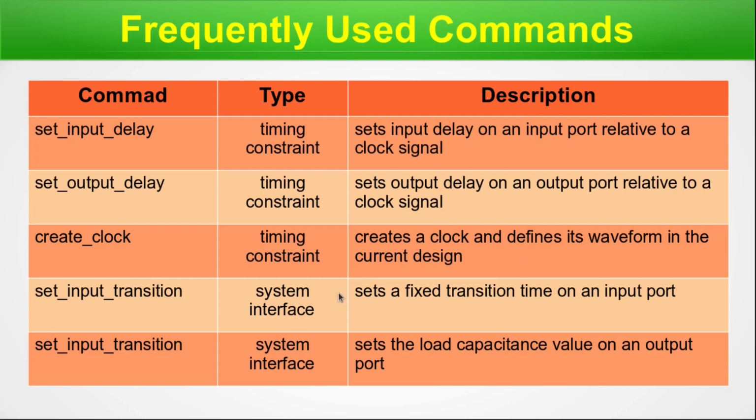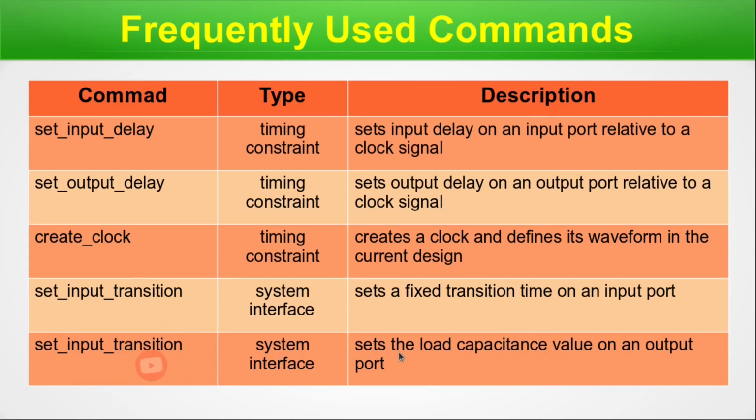Set input transition. This is a system interface. It sets a fixed transition time on an input port. So this is basically a transition time, meaning the slant, that is the rising or the falling. Set input transition, I think, sets the load capacitance value on the output port. Here I think I have made some typo. I'll provide some more corrections in the description.